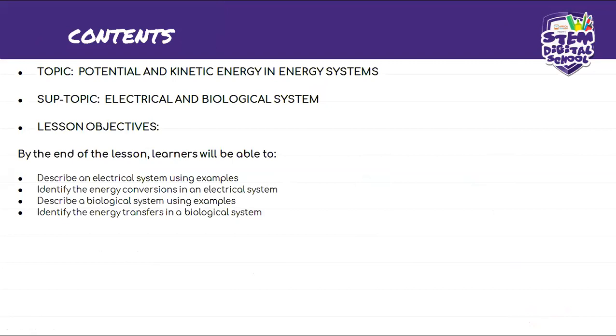Our lesson objectives will be that by the end of the lesson, you should be able to describe an electrical system using examples, identify the energy conversions in an electrical system, describe a biological system using examples, and identify the energy transfers in a biological system.